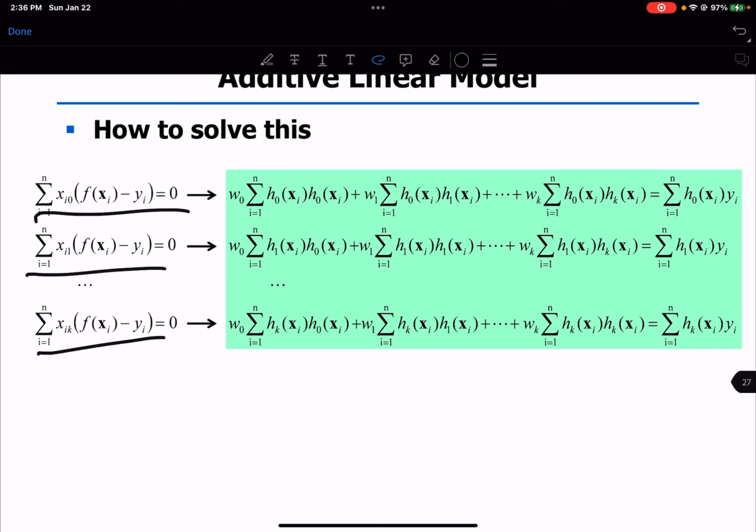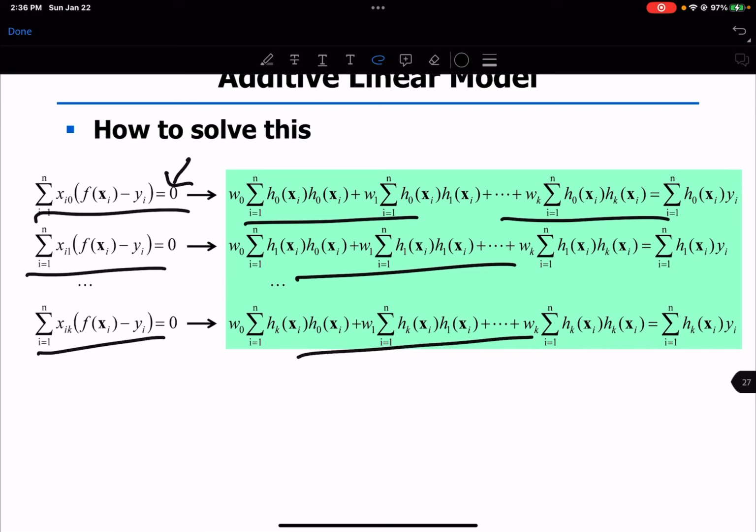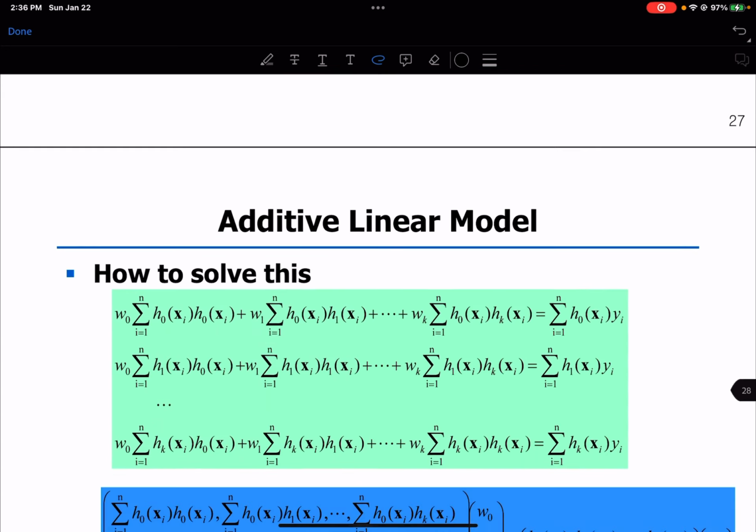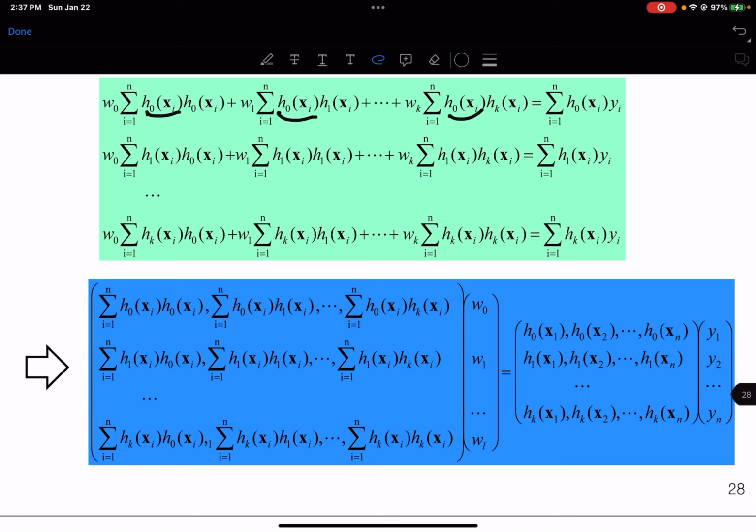When do we minimize? When it is equal to 0. Each term is individually put equal to 0, so we are going to represent them as equations. Simply, we are here replacing x with h0 of x. And in matrix form, it can be represented like this.